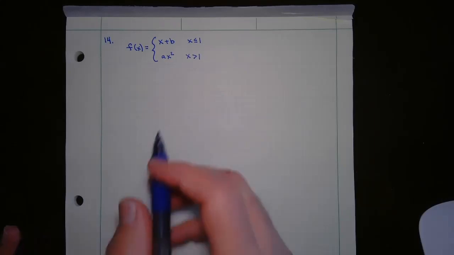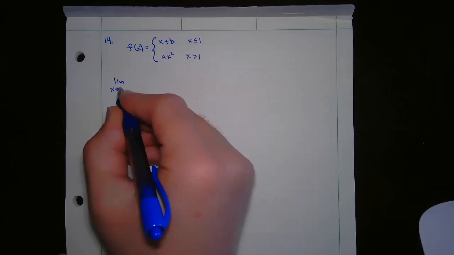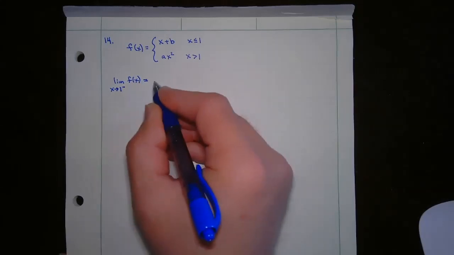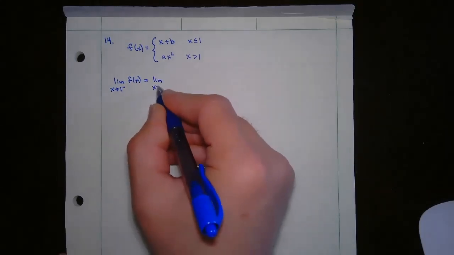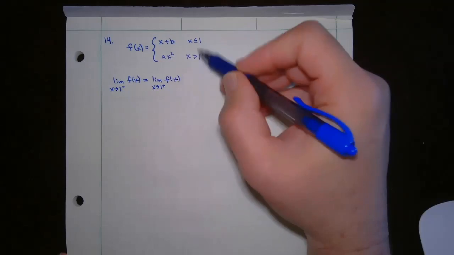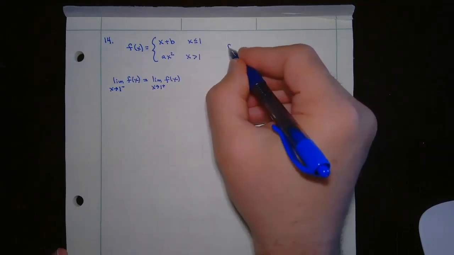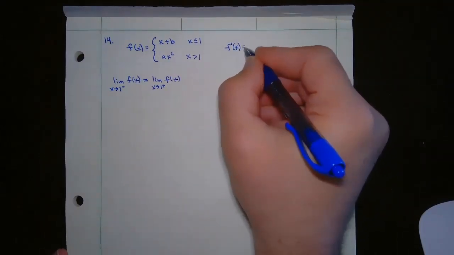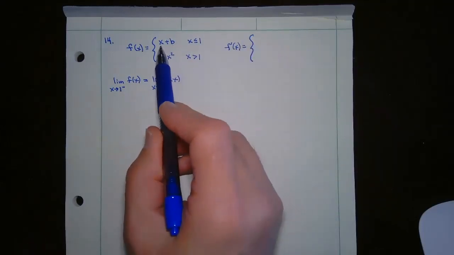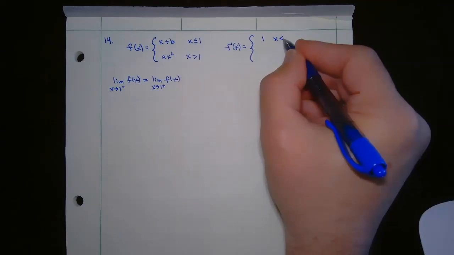For it to be continuous, we have to take the limit as x approaches 1 from the left of f of x, which has to be the same as the limit as x approaches 1 from the right of f of x, because x equals 1 is where it's switching. To be differentiable, we're going to take the derivative of this. So f prime of x is a piecewise function. Now a and b are constants, so the derivative of x plus b would just be 1. So it's going to be 1 when x is less than 1.